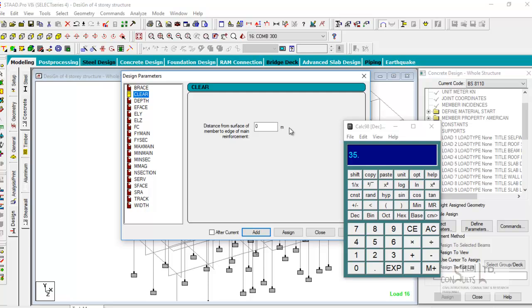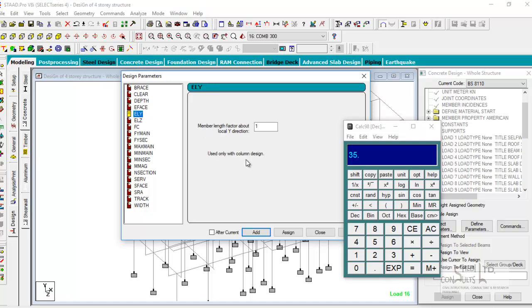That's 35 millimeters, so you put that there. This pertains to the columns and the beams. Okay, and depth of cross section to be used in design. So we are using the defined depth, so that's okay. You go to ELY. Great.